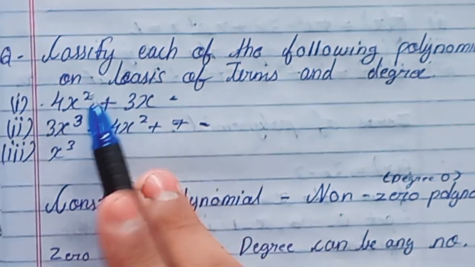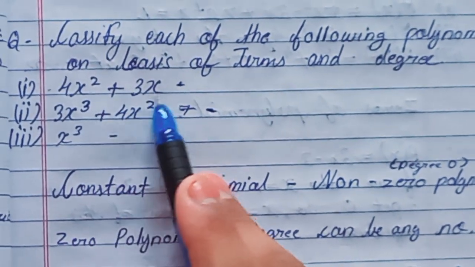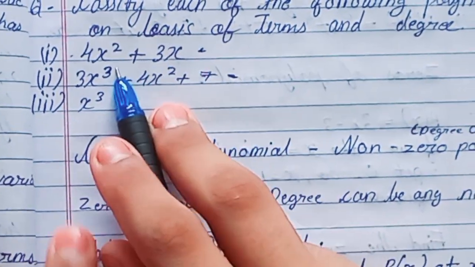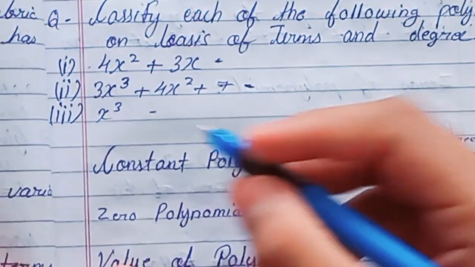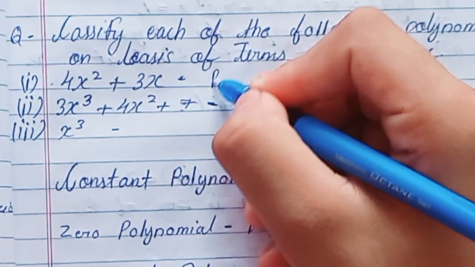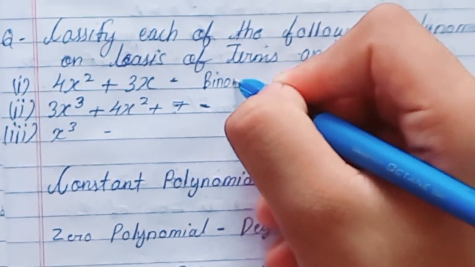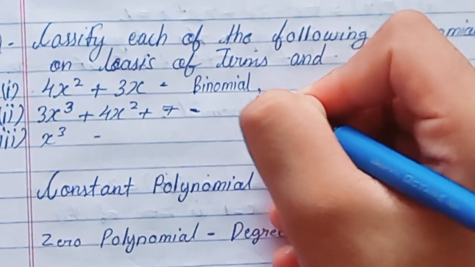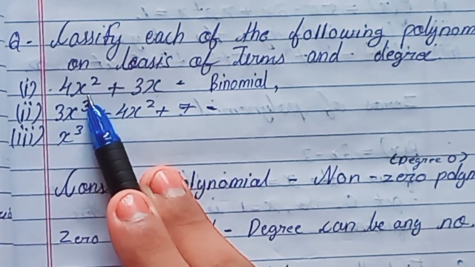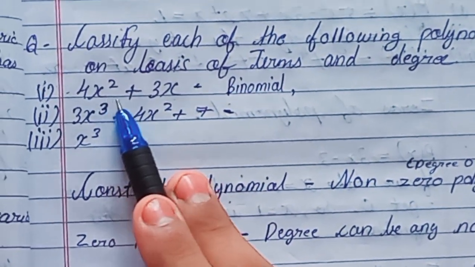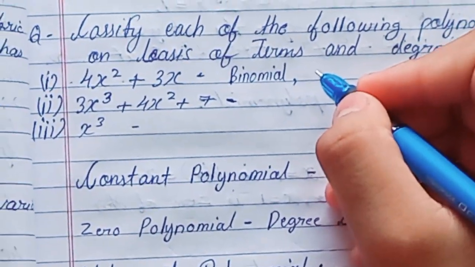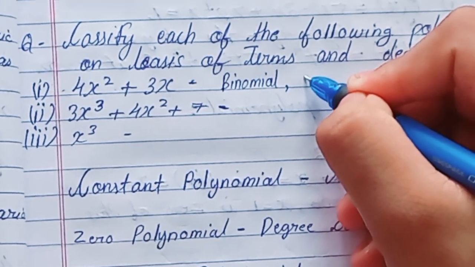So the first one here we have 4x square plus 3x. So this polynomial we have here, on the basis of terms, it is a binomial. As we know that binomials are the polynomials containing two terms. So let us write binomial here, and on the basis of degree we have here 2. So what did I tell? The highest power of a polynomial is 2 here. So it is a quadratic polynomial.